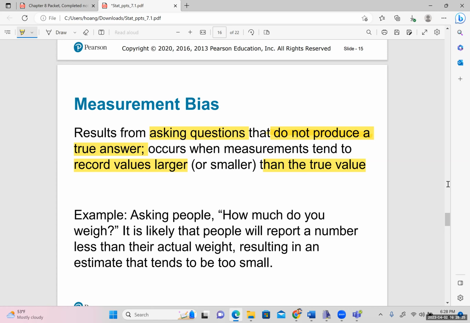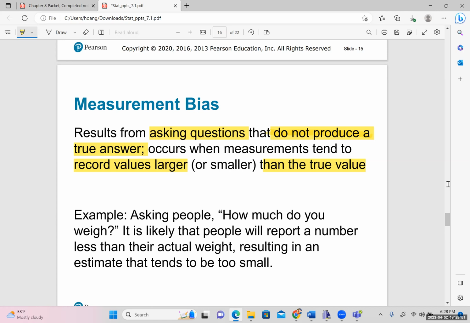For example, if I ask people, how much do you weigh? If you think about asking this question to people who don't like to tell you, right? You will not get correct information, right?